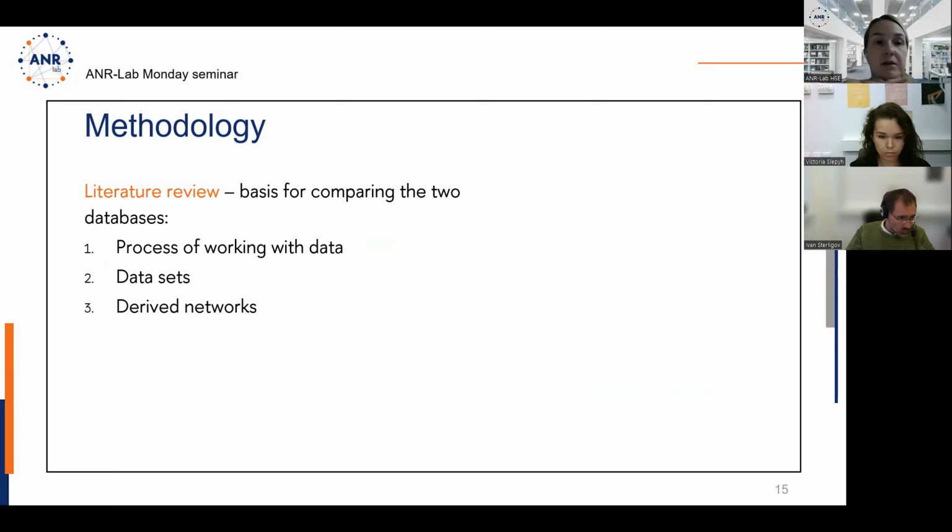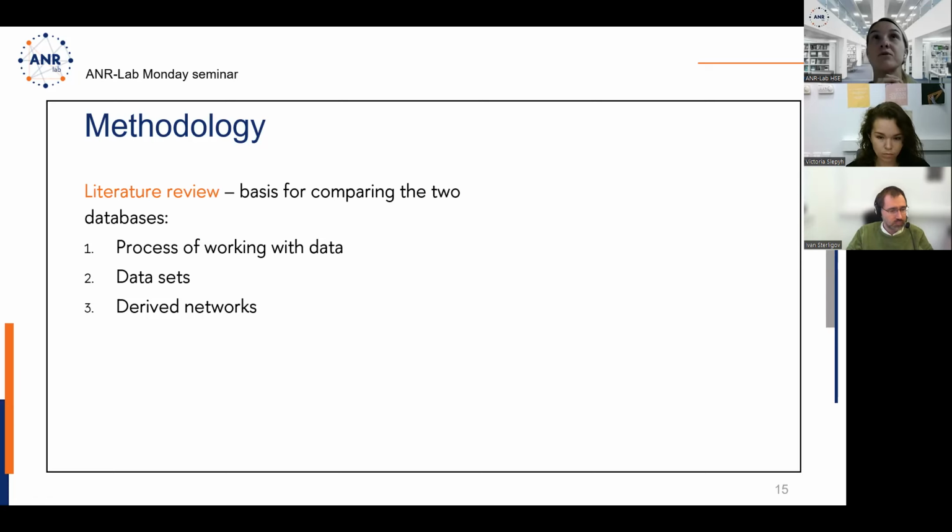And based on this literature review, we made a list of different parameters according to which we can compare these two databases. And these parameters can fit into three categories, kind of three bases. One is the process of working with data, then data sets, and then the next level is the networks which we can make out of these data sets.